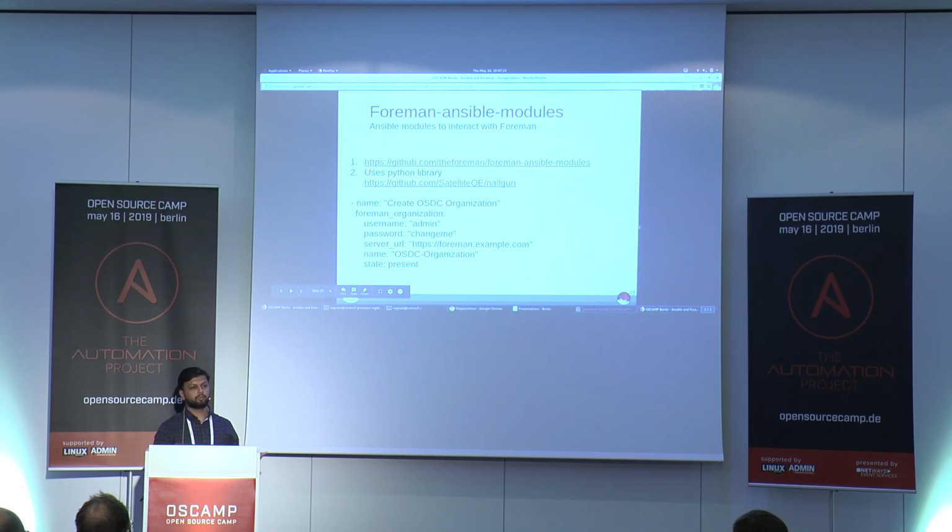So we have created something for you, which provides the module for you. That is foreman_organization. You just need to pass what parameters you want for that. So here is the name you want to state, present. If you want to delete, make it absent. It uses the API library called Nailgun. So yeah, this is how you can automate your Foreman as well. You just have to run the playbook and you can do the stuff from the Foreman.